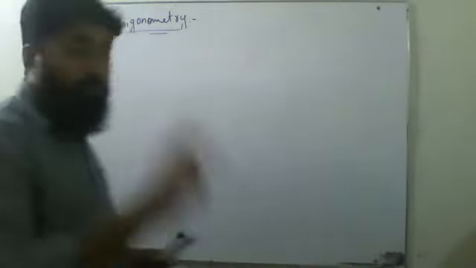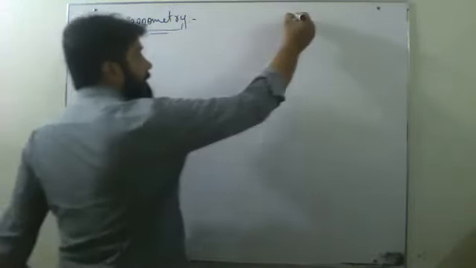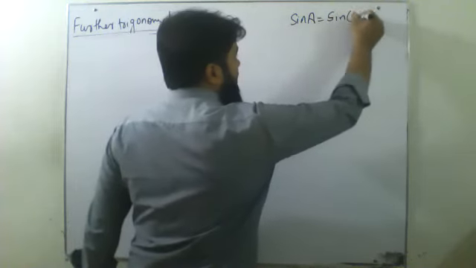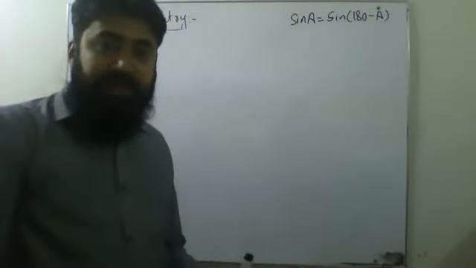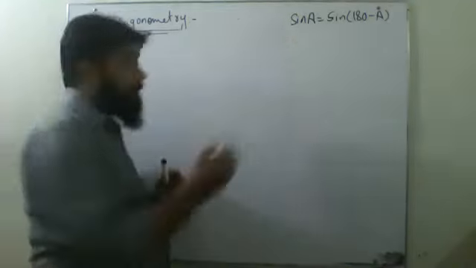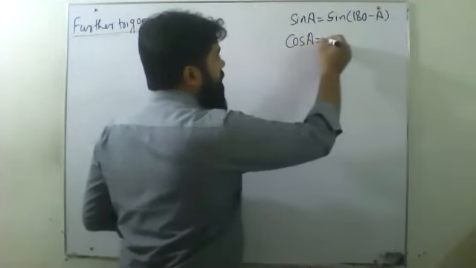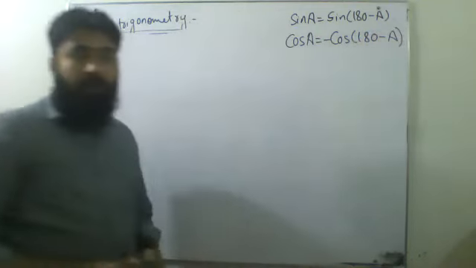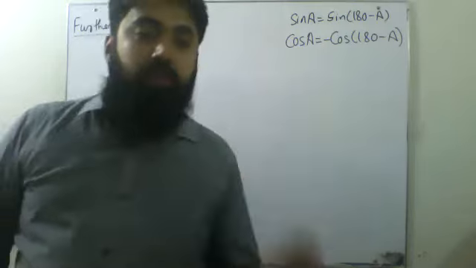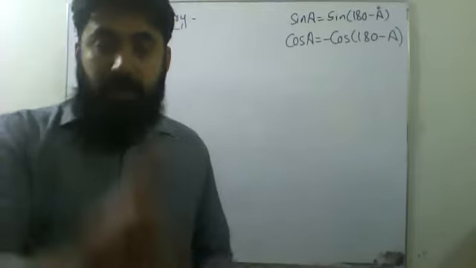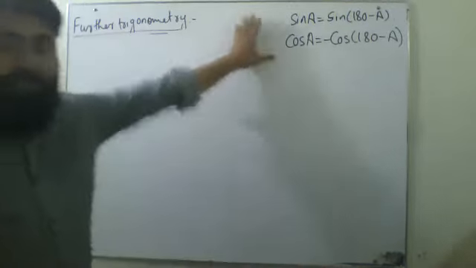Okay, I have given you two relations over here. Sine A equals sine 180 minus A. It means two supplementary angles have equal sine values. Cos A equals minus cos 180 minus A. Cos of two supplementary angles will be the same by value, but their signs will be different. These are the two things which I have told you right now.